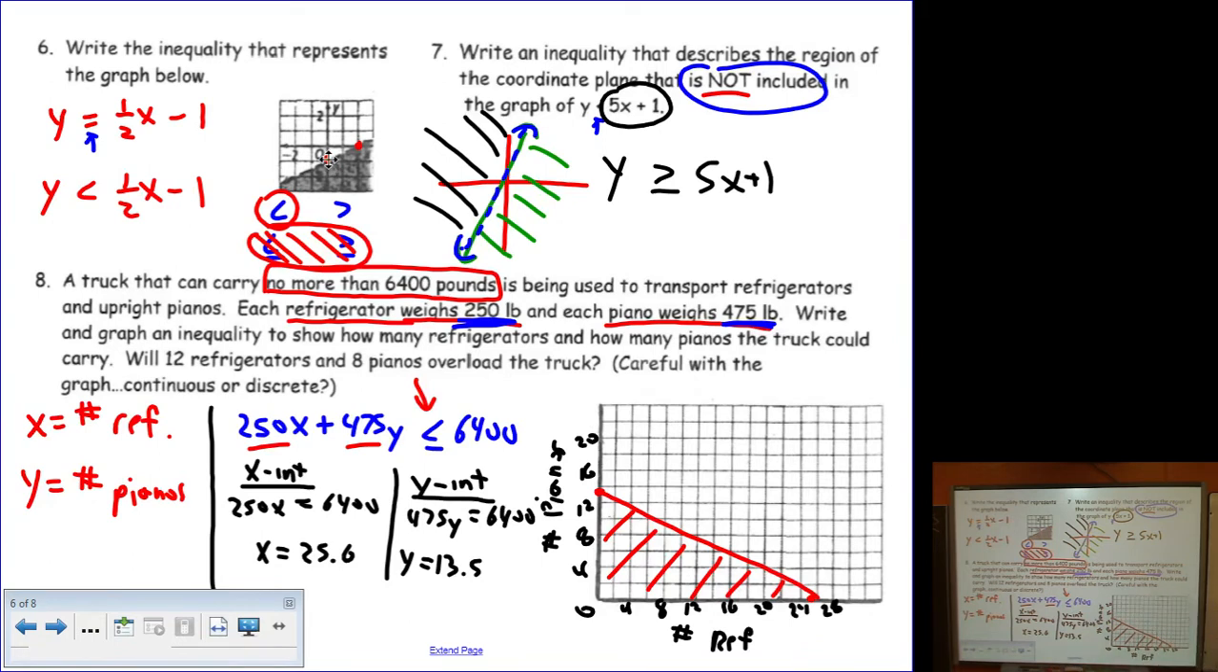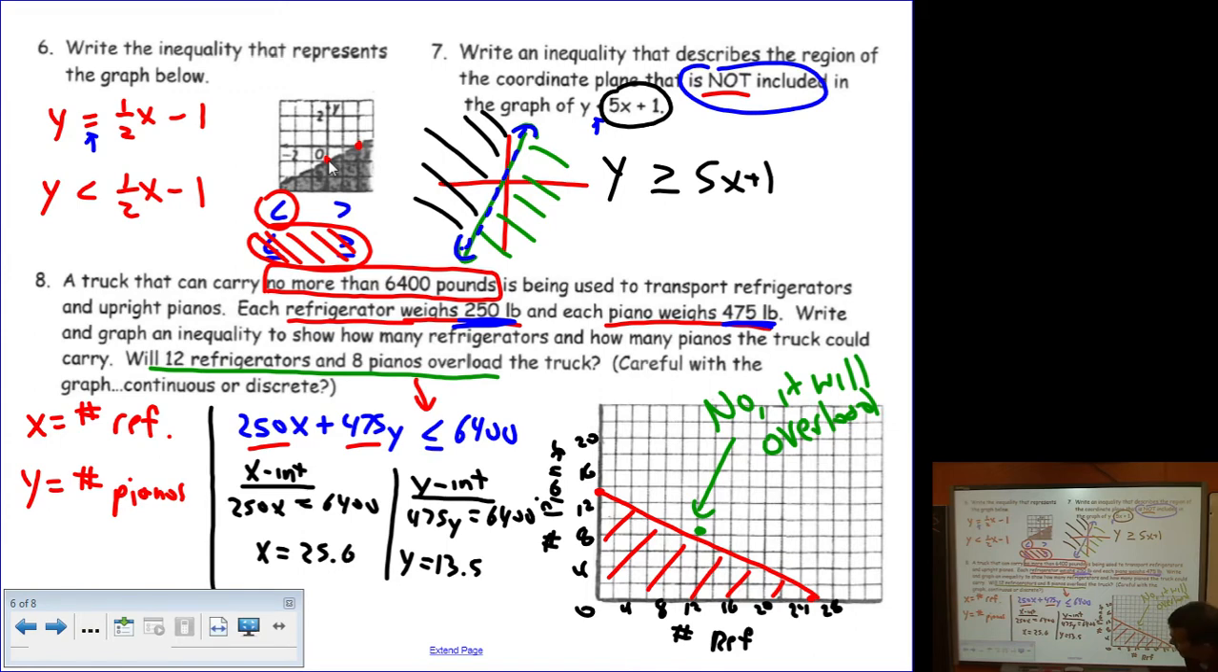And there's my graph. Now it does ask me, will 12 refrigerators and 8 pianos overload the truck? So I could take 12 and 8 and plug them in for x and y, or I could look and see if 12, 8 is actually on my graph, and it turns out that the point 12, 8 is slightly above the line instead of below the line. So because it's above the line, yes, it will overload the truck. It is not part of the solution, right?